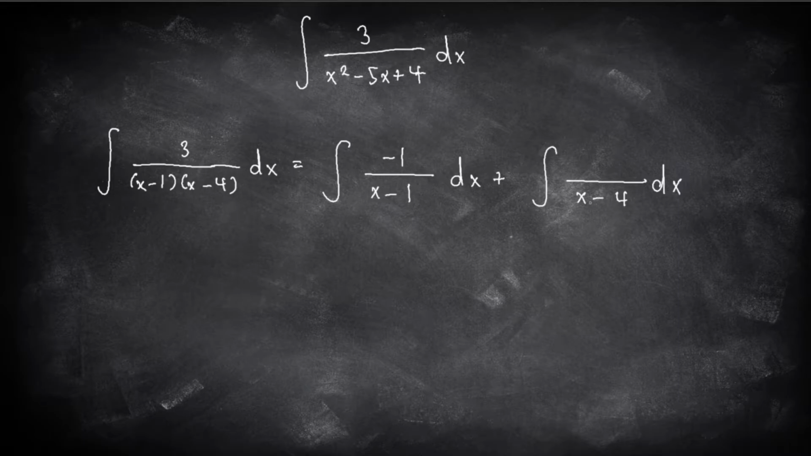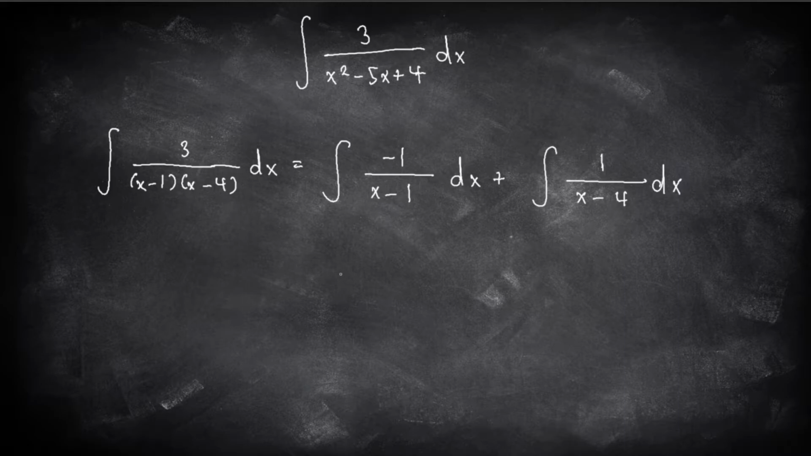Okay, what about x minus 4? That makes it 4, so we need to plug in 4. Cover up your x minus 4. So 3 divided by 4 minus 1 is 3 divided by 3, which is 1. That means our coefficient for x minus 4 is 1.